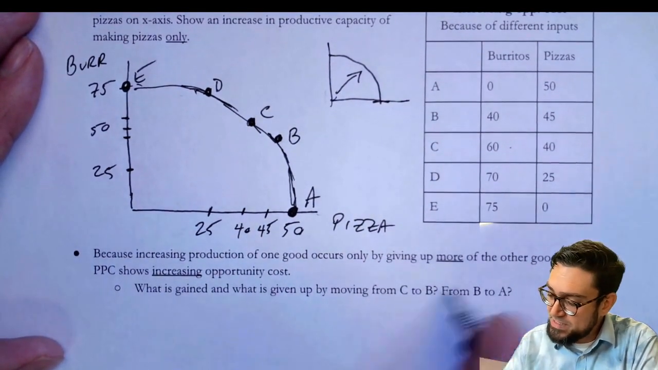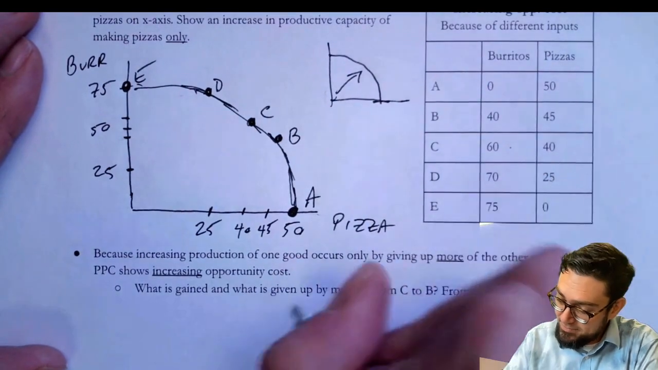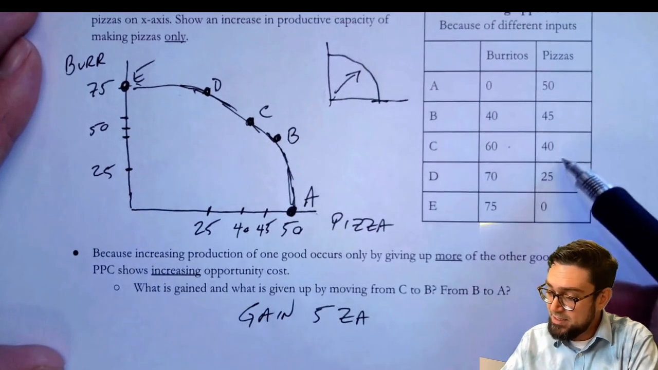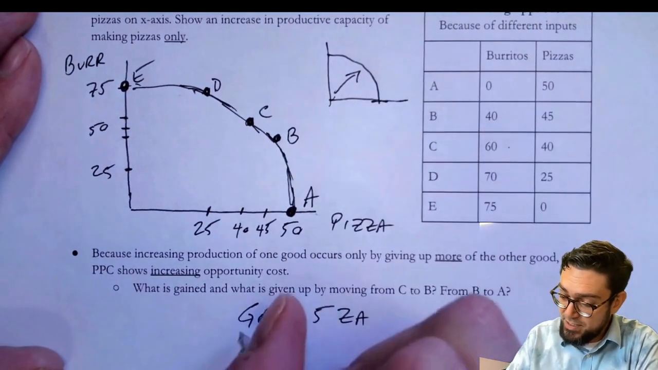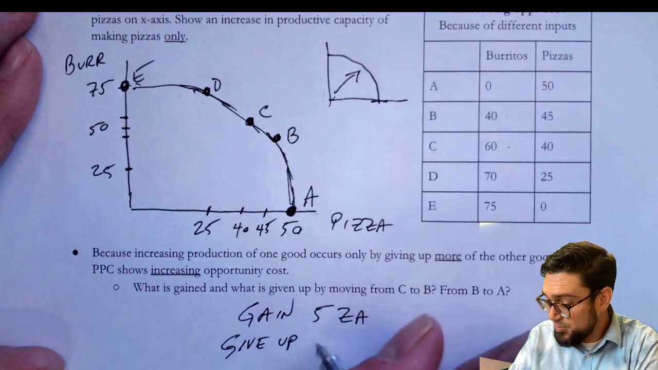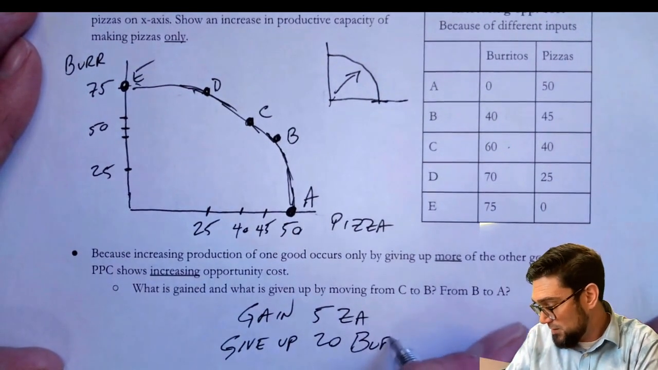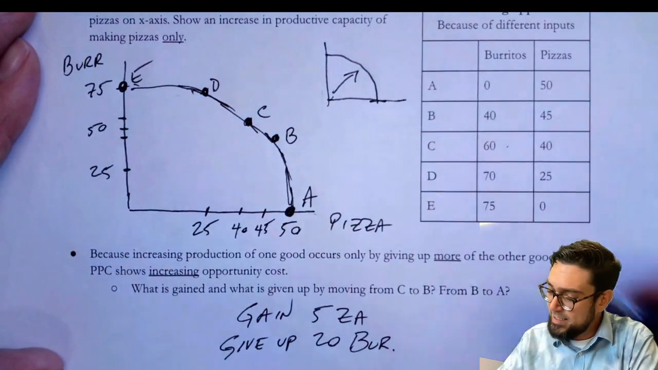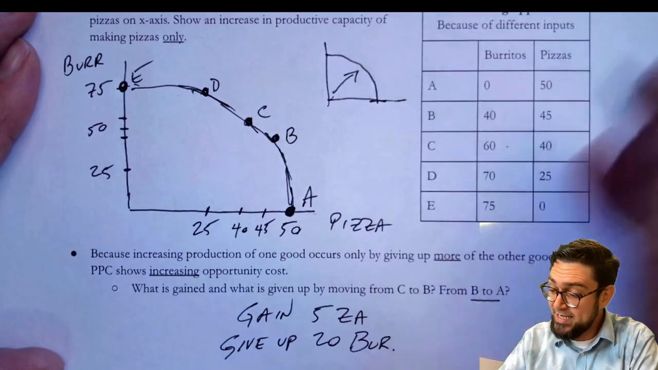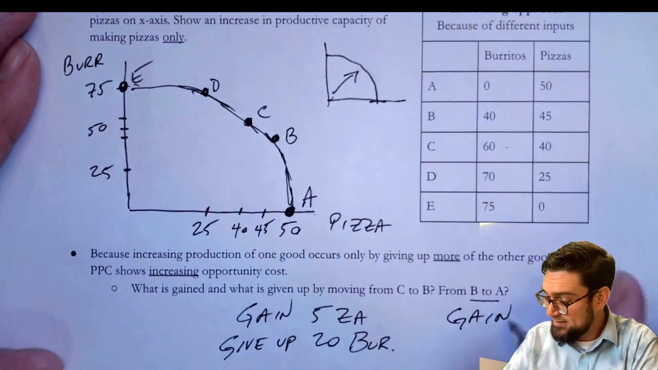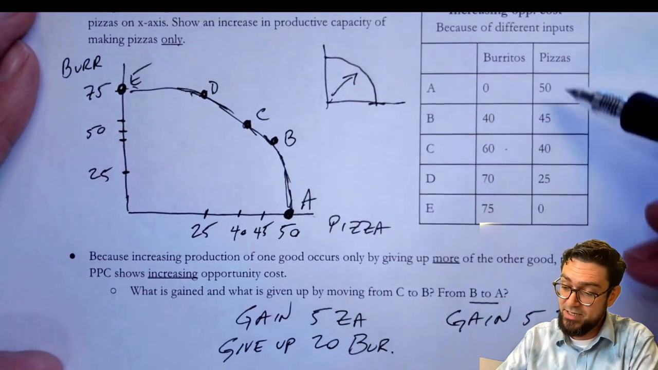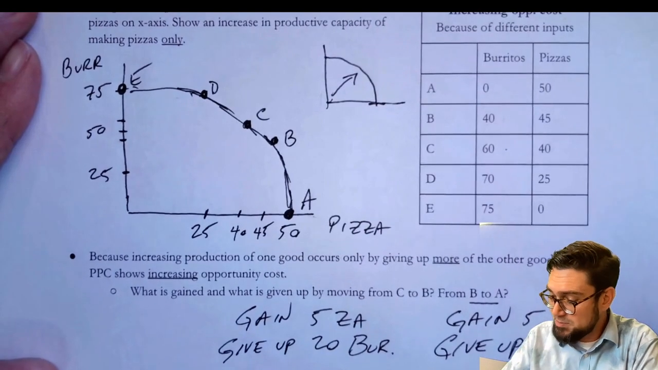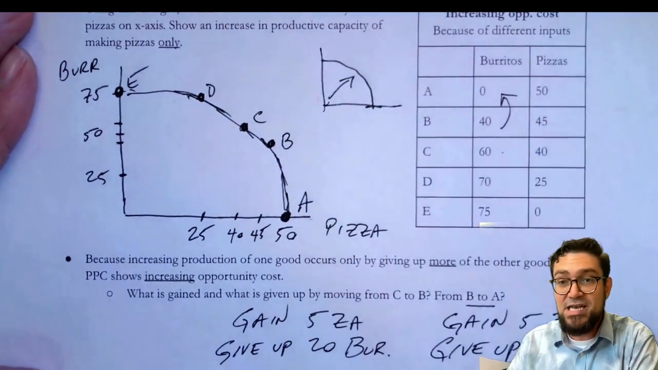What's gained and what's given up from C to B? From C to B, we gain 5 pizza. Let's put gain 5 pizza when we go from C to B. When we go from C to B, though, we give up 20 burrito, right? So to get those 5 pizzas, we had to give up 20 burritos. That's a lot. Now, when we go from B to A, the very last 5 pizzas, we gain 5 za, right? We're still gaining that 5 pizza, but how many burritos do we give up? Holy smokes, we went from 40 to nothing.